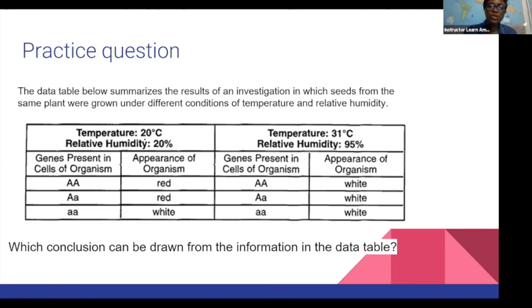Right, so the conclusion should be that the environment will influence the gene expression. We could see in this organism that the temperature influenced what color would appear.